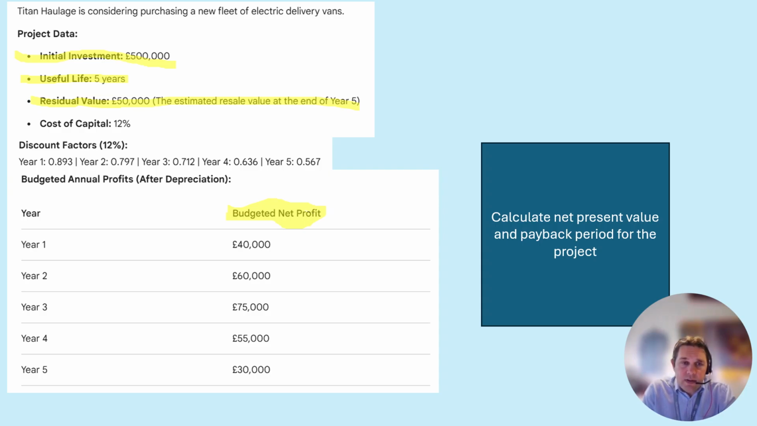Once we've done that, we've got discount factors. So the idea is that a pound now isn't going to be worth the same in a year or 5 years' time, depending on how long we're going into the future. And they're looking at a 12% cost of capital. Cost of capital is the cost of borrowing, or the normal return on investment that you would have.